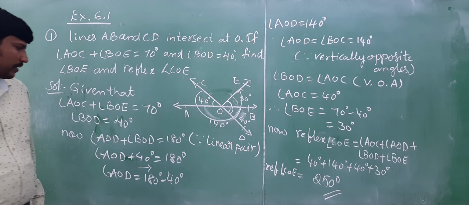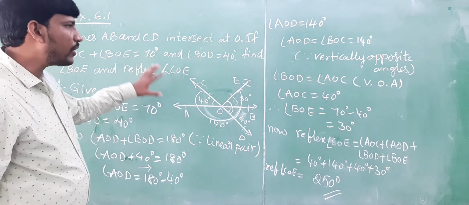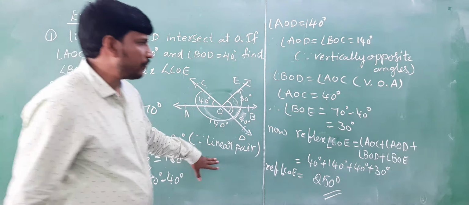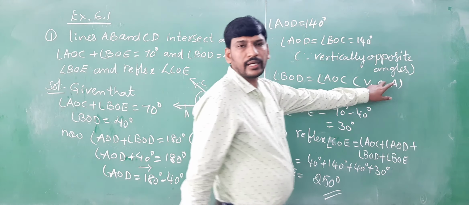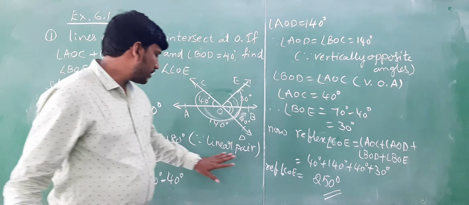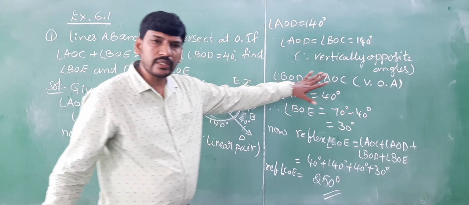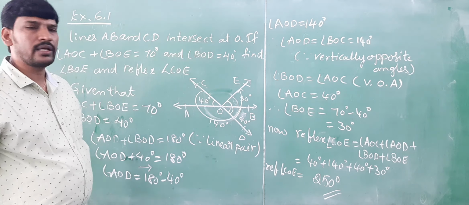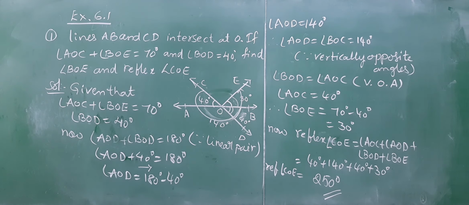Is this clear, children? By using the linear pair axiom and the vertically opposite angles theorem, this is an axiom, this is a theorem, by using this axiom and theorem, we proved this problem. Please copy this.